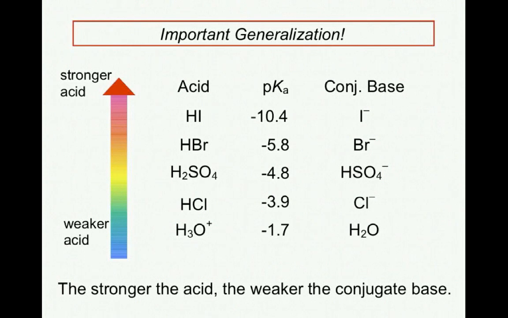Remember that due to the relationship between an acid and its conjugate base, the stronger an acid, the weaker the conjugate base. As shown here, HI is a stronger acid than HCl, but the chloride ion, Cl-, is a stronger base than the iodide ion, I-.